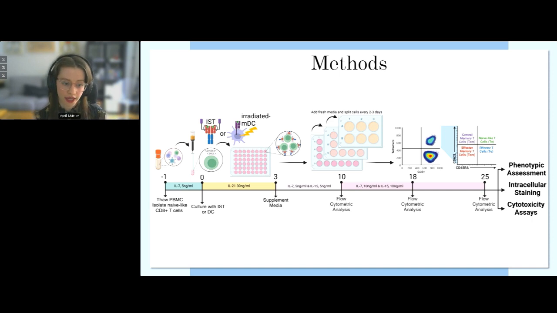So to go over how we actually stimulated these cells, first I have a graphic depiction of what we did. First, PBMCs from healthy donors are thawed, and then naive CD8 T cells are isolated using immunomagnetic sorting. We then culture these naive cells with either our IST constructs or dendritic cells that we made in the lab as our positive control. We then culture in media with supplemented cytokines for many days, taking multiple time points throughout this time. And then at day 25, we gather our samples and we run a variety of different analyses on them, including phenotypic analysis, intracellular staining for cytokines, and cytotoxicity assays, as well as immunoprofiling.